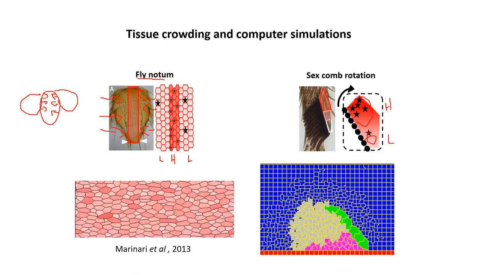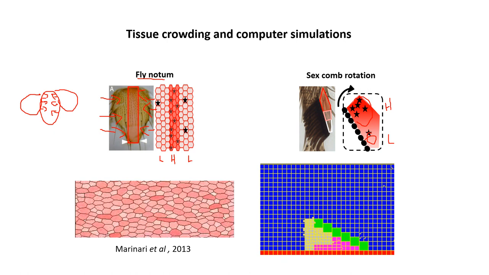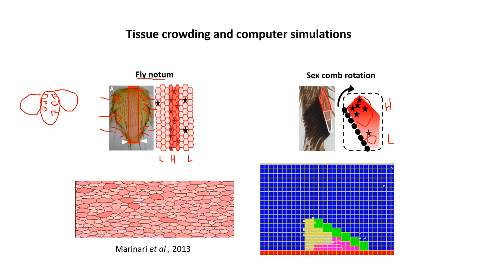So both systems in flies seem to show the same type of behavior. When there is more crowding, there is more extrusion. That is what we found. This is the key idea of the paper on the fly notum, and it's also something similar to what we are finding studying the comb.